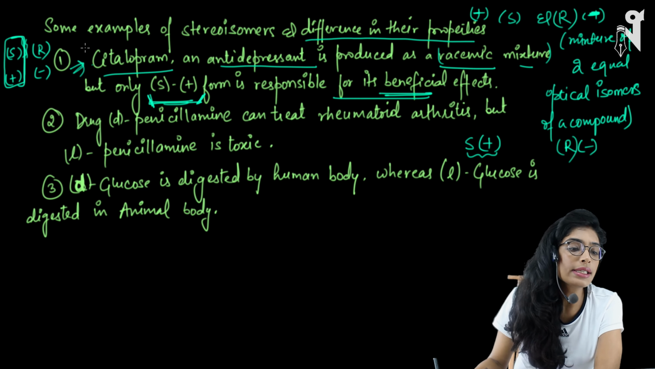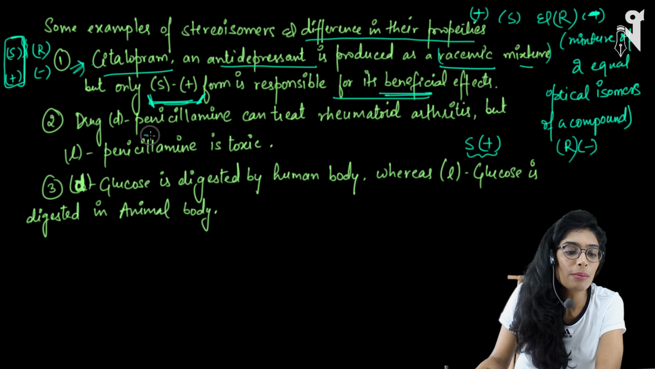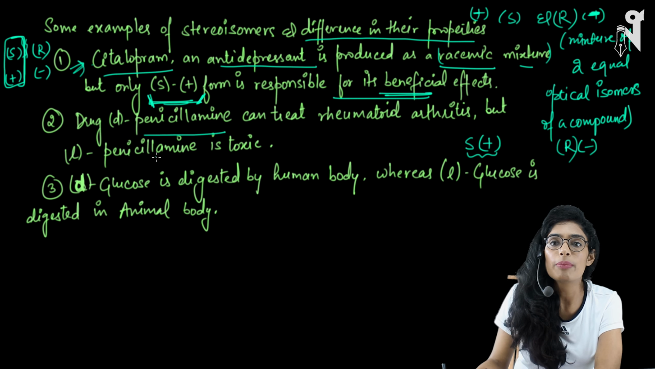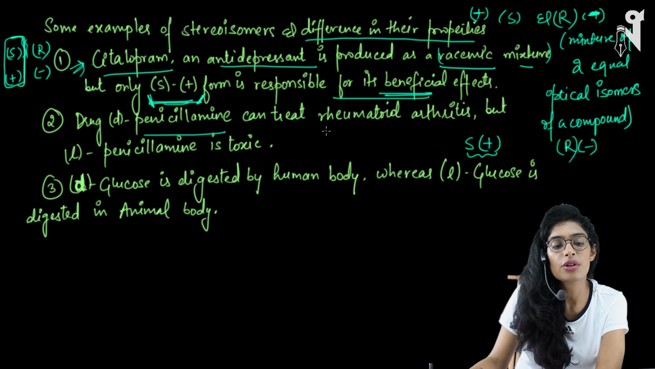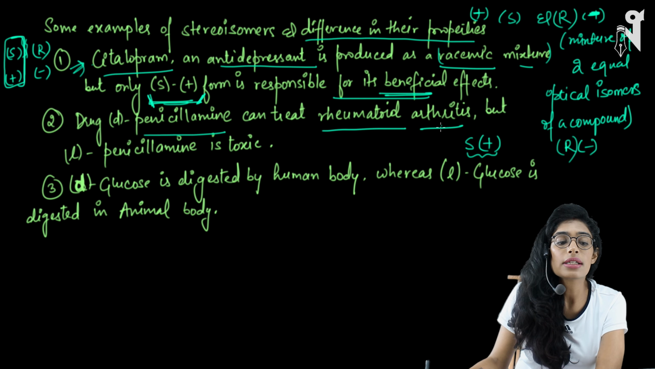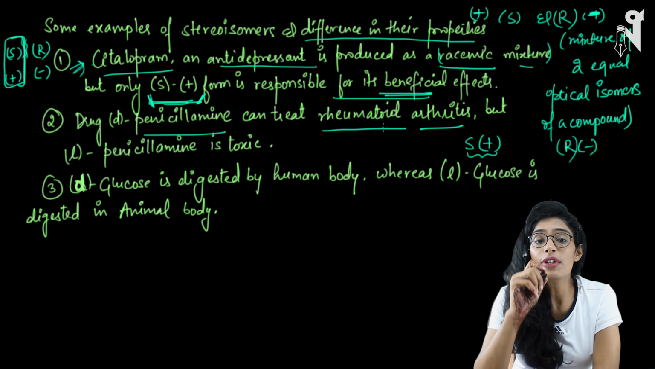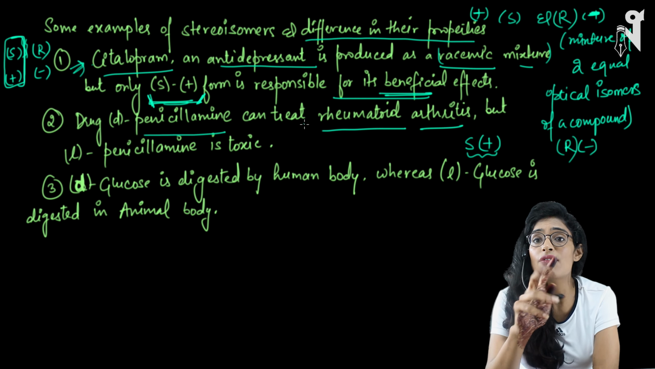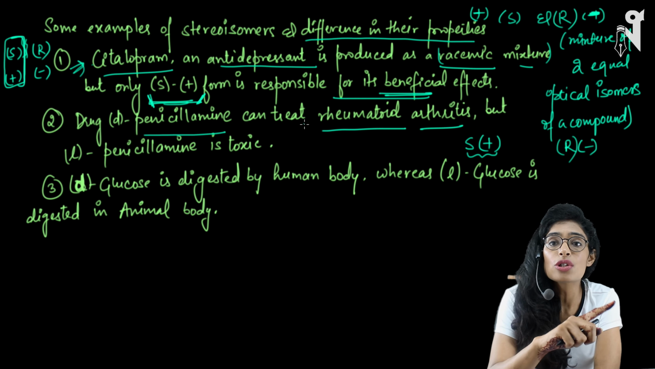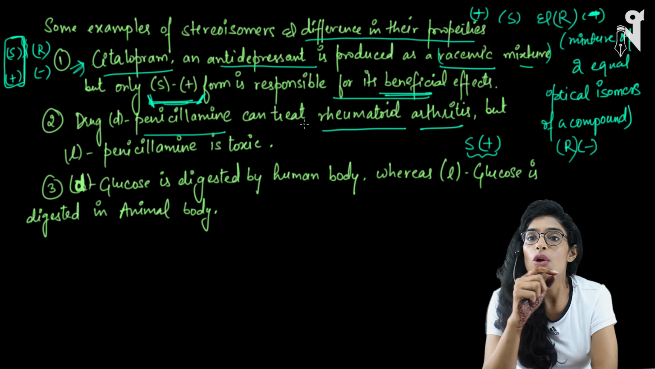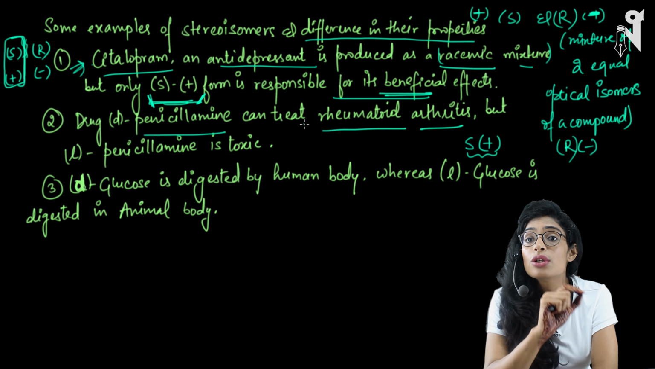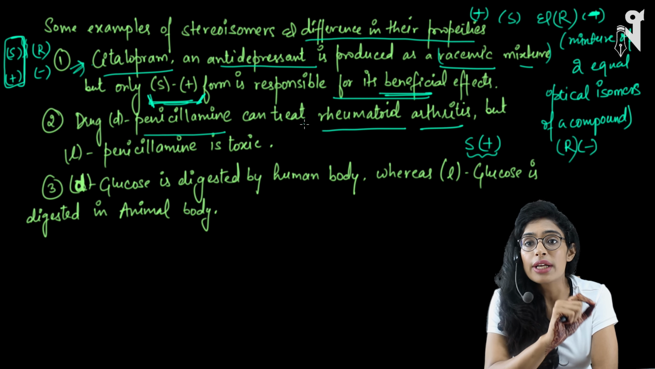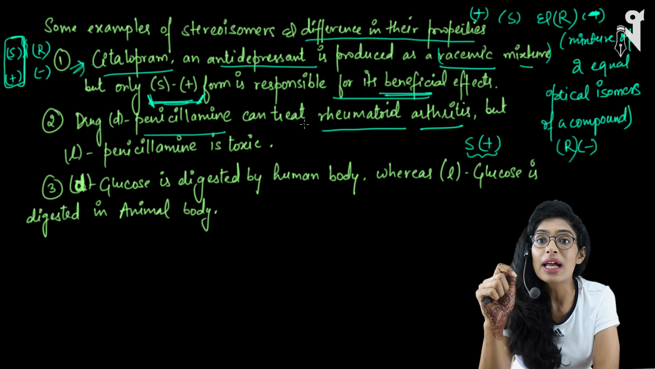Okay, exactly same way we have penicillamine. This is also one type of medicine which is used for treating arthritis. Okay, so when we talk about this compound penicillamine, this can also have two types of isomers. One is D isomer and one is L isomer. Now when you talk about the D isomer, it is pretty useful in treating arthritis, whereas if you talk about the L isomer, that is actually toxic.